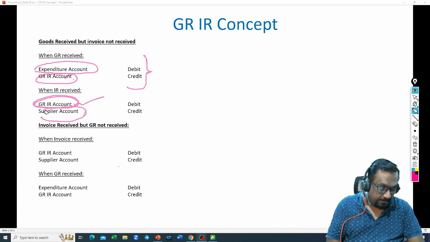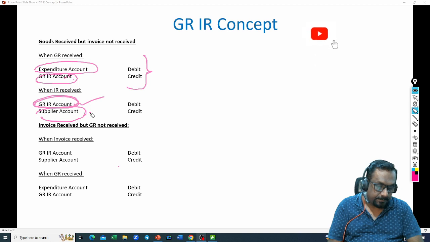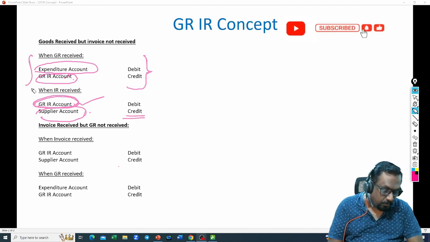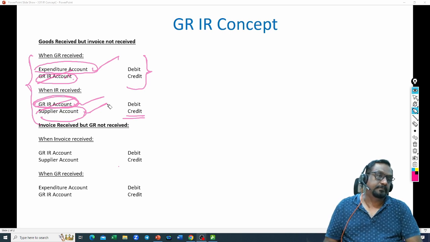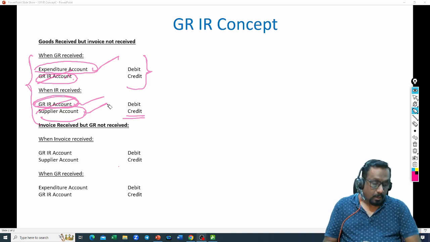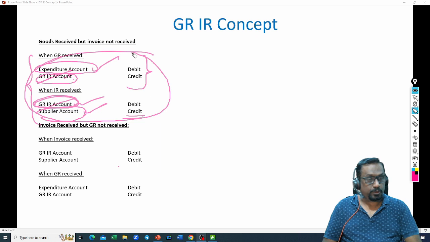and crediting the supplier account. Why did I create the supplier account here? The supplier is the giver. He is a personal account. So for the supplier account, debit the receiver and credit the giver is applicable. So net, you see in these four entries what will happen? GRIR got cancelled. What is left? Expenditure account debit and supplier account credit. Simple. So goods received but invoice not received. These are the two important entries you are supposed to post, and I explained the reason behind posting each debit and credit. I hope you are clear on this concept.